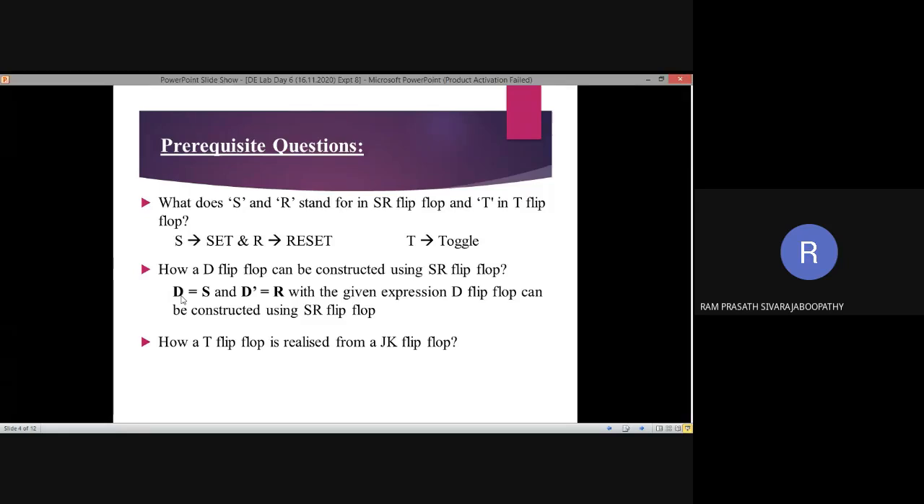Can you people type it in the chat? What we have to do, the inputs J and K, so that JK flip-flop will function as a T flip-flop. Very basic question I am asking you. No answer? Yes, T input. The T input must be given to what?